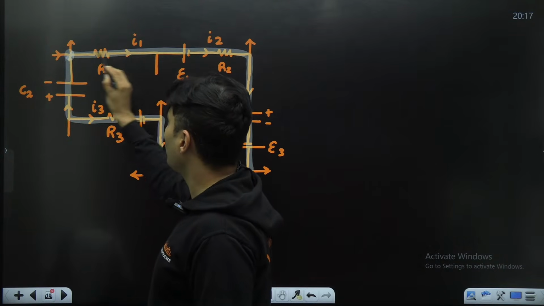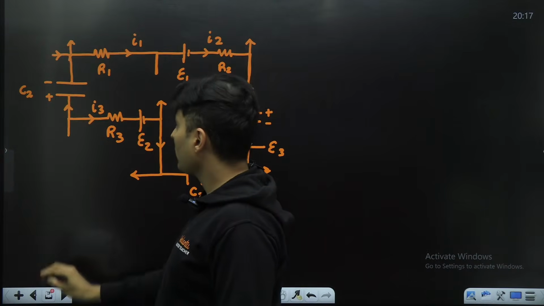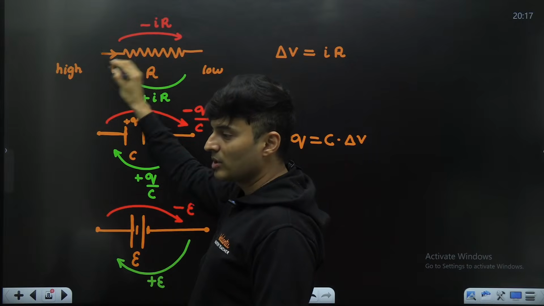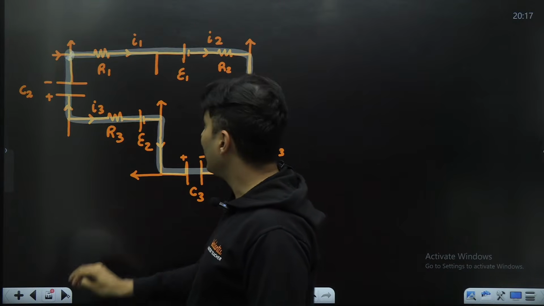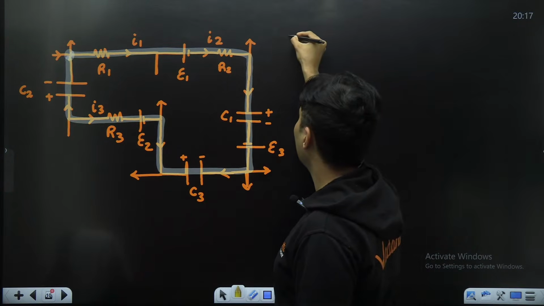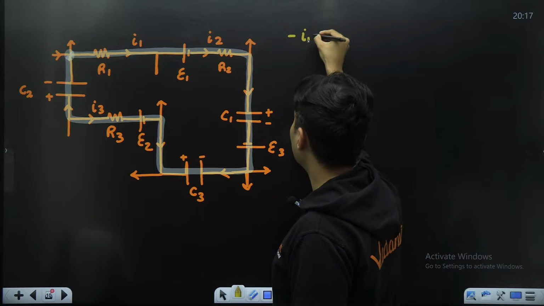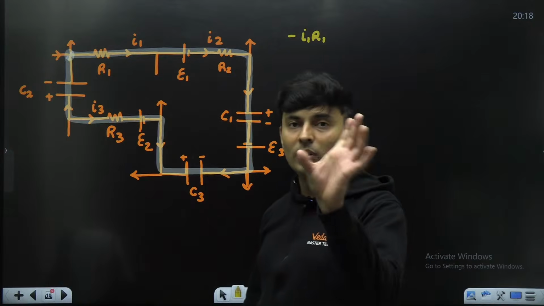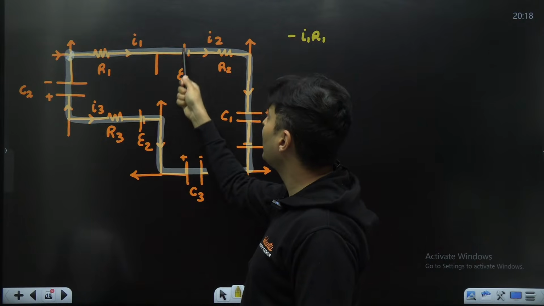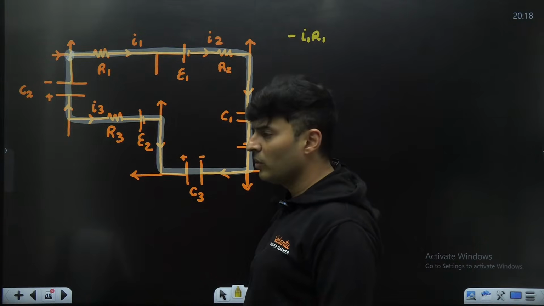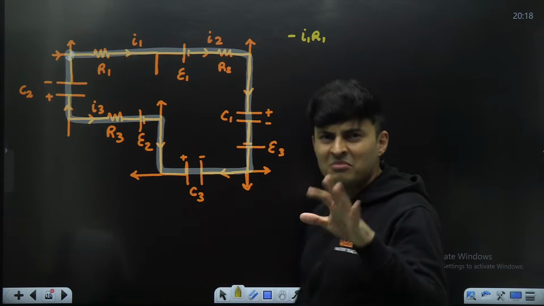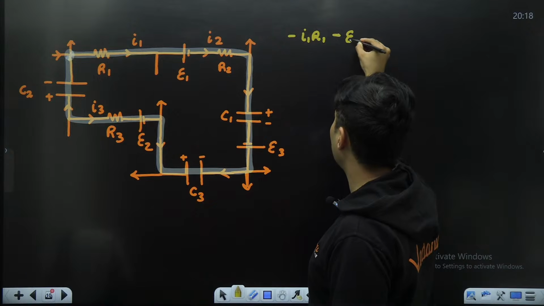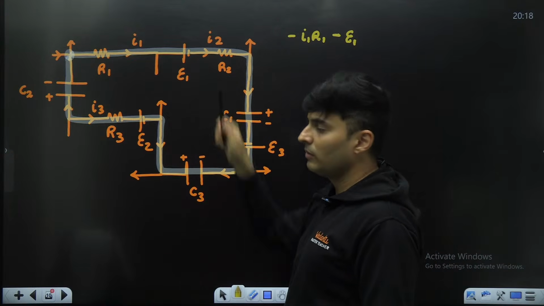Starting off with the first thing, I encounter a resistor and I'm going in the direction of the current. In the direction of the current, you drop. Current always goes from high to low. So what should come first? It should be negative: minus IR. That is the voltage change in that device. Then I get into a battery, going from positive to negative. It's a downgrade, so it is negative.